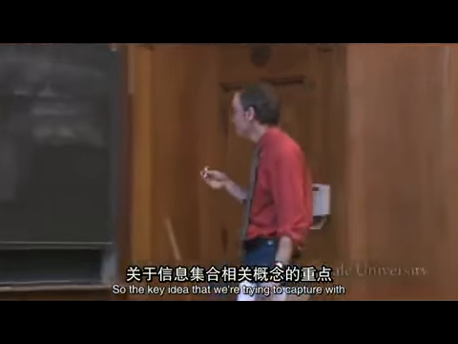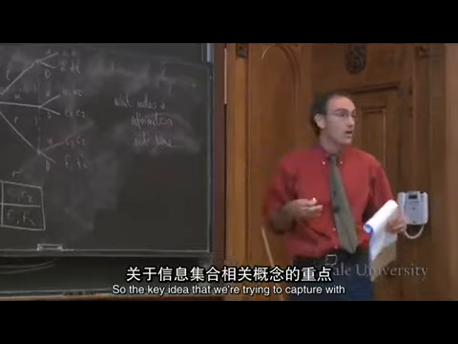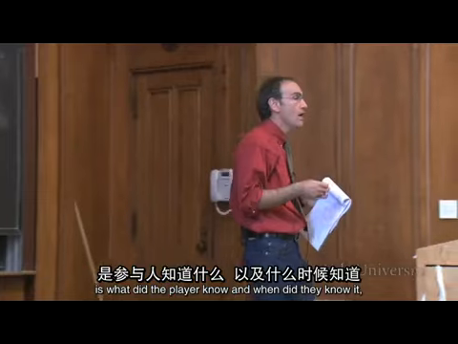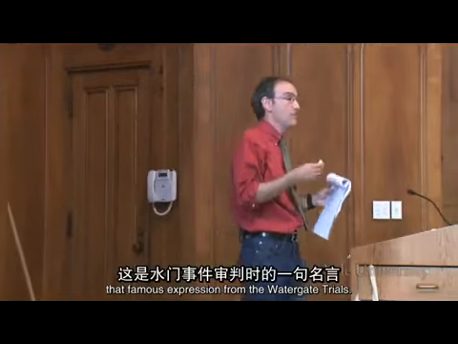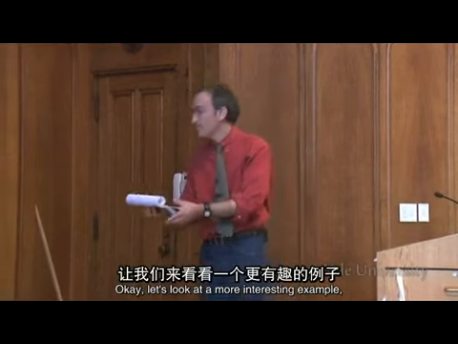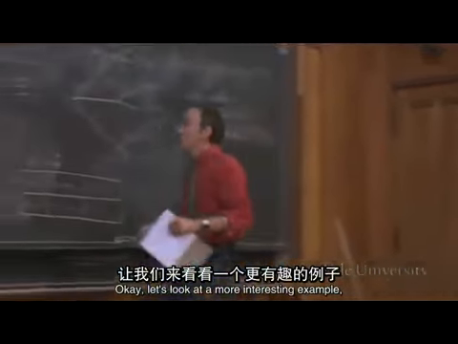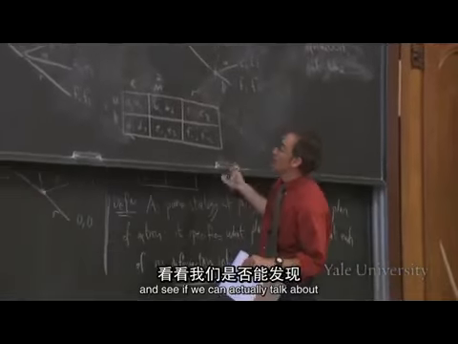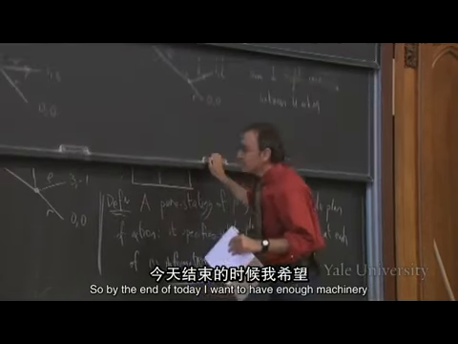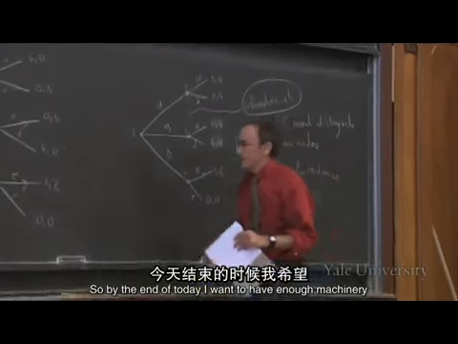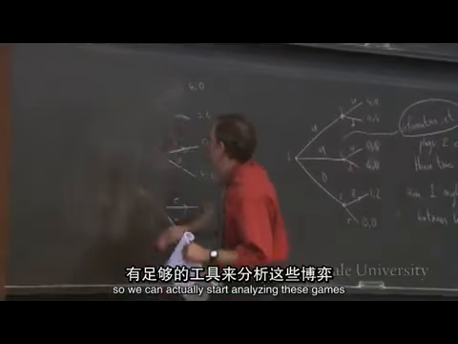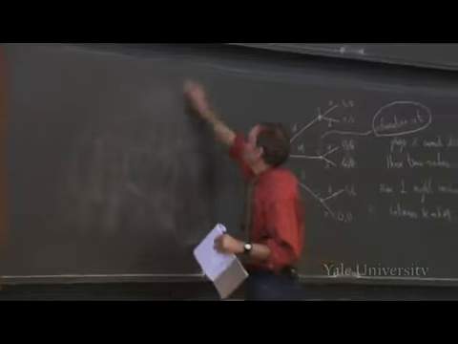So the key idea that we're trying to capture with these information sets, just to repeat, is what did the player know, and when did they know it? Right, that famous expression from the Watergate trials. Okay, let's look at a more interesting example and see if we can actually talk about what's going to happen in these games. By the end of today, I want to have enough machinery so we can actually start analyzing these games and predicting what's going to happen.